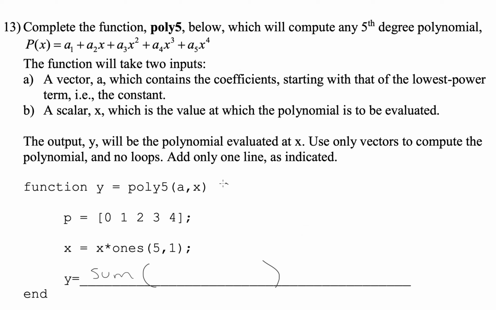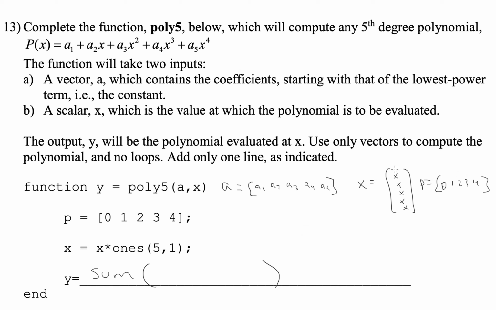So we have a, we're going to assume it's a row vector. So a is a row vector, and it has all the values of a. So it's a1 through a5. Then we have x, which is x times ones(5, 1). So that's equal to just this. And then p is also a row vector. So that's just 0, 1, 2, 3, and 4, right?